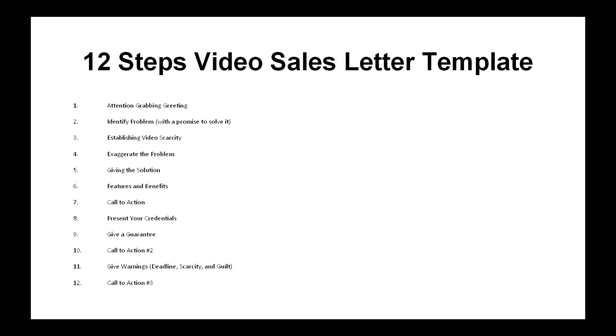11. Give warnings, deadlines, scarcity, and guilt. If you have any deadlines associated with your offer, this is the section to mention them. There are times that you may even try to make your prospects feel guilty by stating, "Let me ask you a question. If you don't take any action, how can you expect your life to get better?" If the product or services that you're selling is going to help your customer change his or her life, and it should be, then why not go aggressive with it?